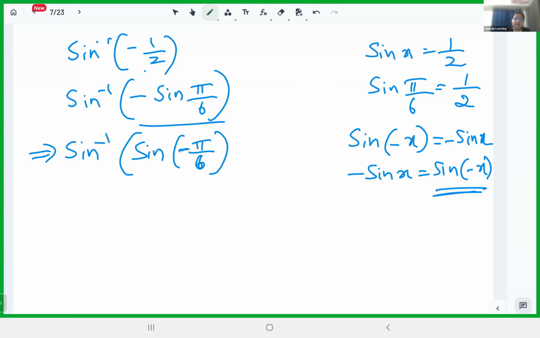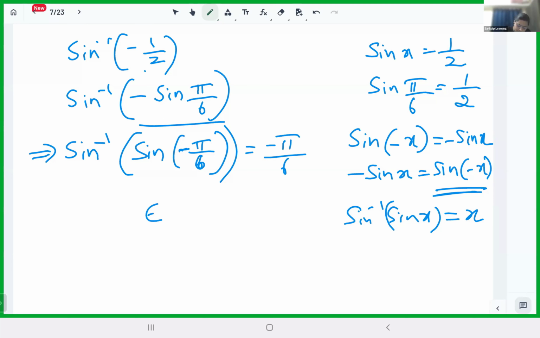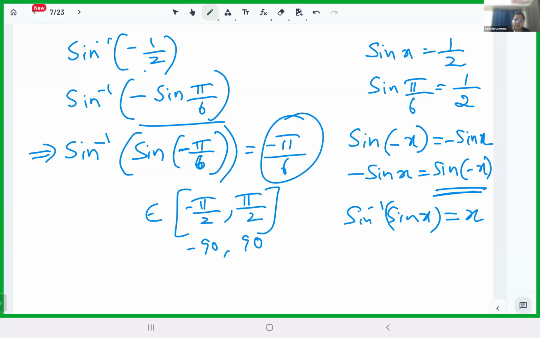We can take the minus inside to the angle. So what will be the value? Sine inverse of sine x is nothing but x, right? The condition is that x should belong to the range of the sine inverse. We shall see whether this minus pi by 6 belongs to the range. What is the principal value branch? The principal value branch of sine inverse is the closed interval minus pi by 2 comma pi by 2. This means it varies between minus 90 and 90. The value here is minus 30, right? So clearly minus 30 belongs to this interval. So minus pi by 6 belongs to this interval, right?